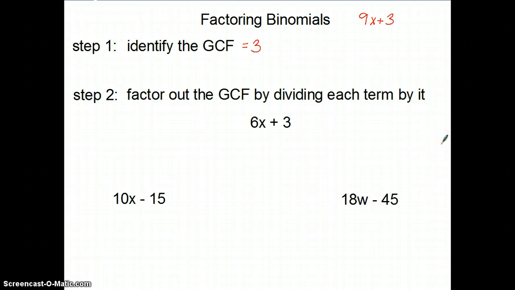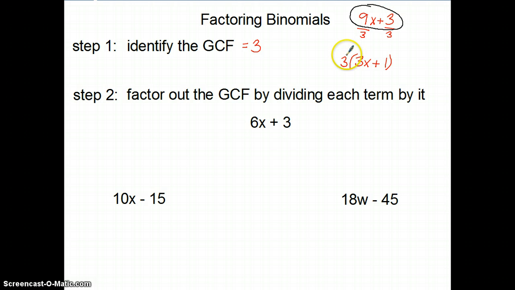Step 2, I am going to factor out this greatest common factor by dividing each term by it. So first I'll divide 9x by 3 and I get 3x. Then I'll divide 3 by 3 and I get a positive 1, or plus 1. So what I've done is I've taken out that greatest common factor of 3. Now how we notate having factored it out is we put it on the outside of parentheses. Basically, we are undoing our distribution. If you were to multiply these back together, you would end up with your original 9x plus 3.